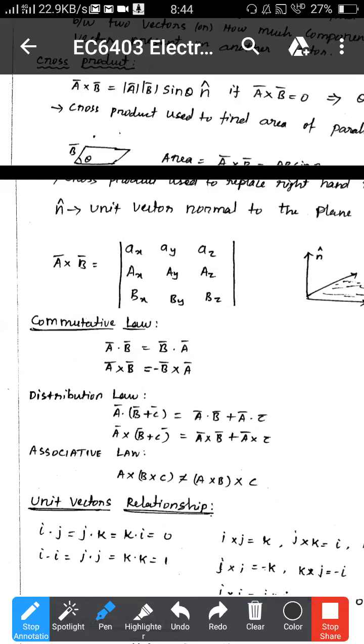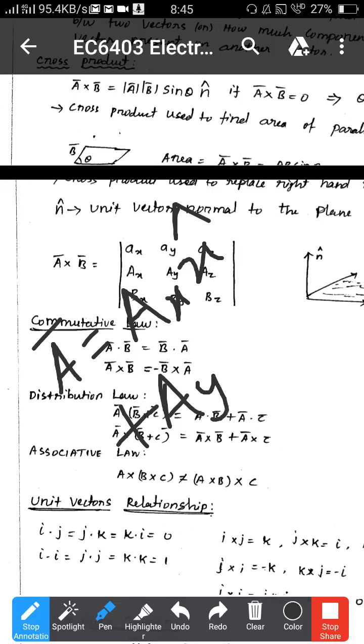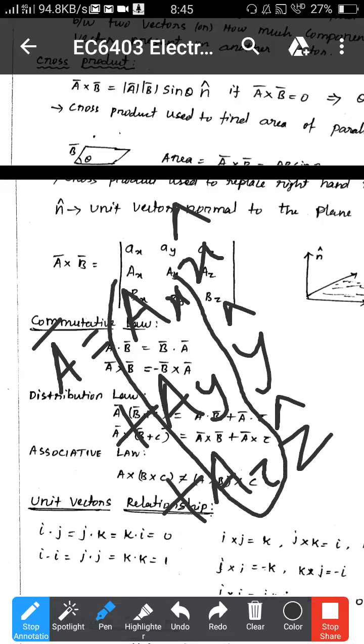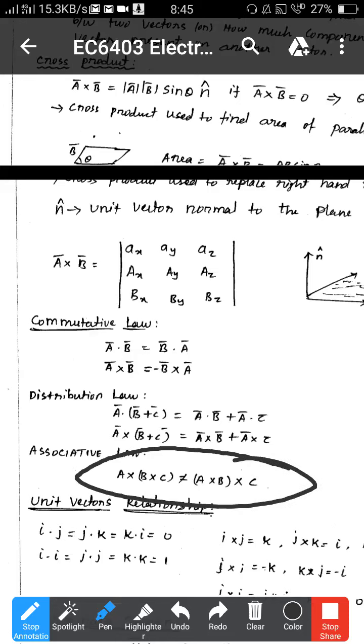You know how to form vectors. Say some vector A is AX x cap plus AY y cap plus AZ z cap, where AX, AY, AZ are all some numbers. They may be positive or negative. With this, you can make a vector. So take any three vectors and please try to prove that the cross product does not satisfy the associative law. Or is there any other intuitive way to prove that? That also you can do. Please take it as an assignment and do it today.